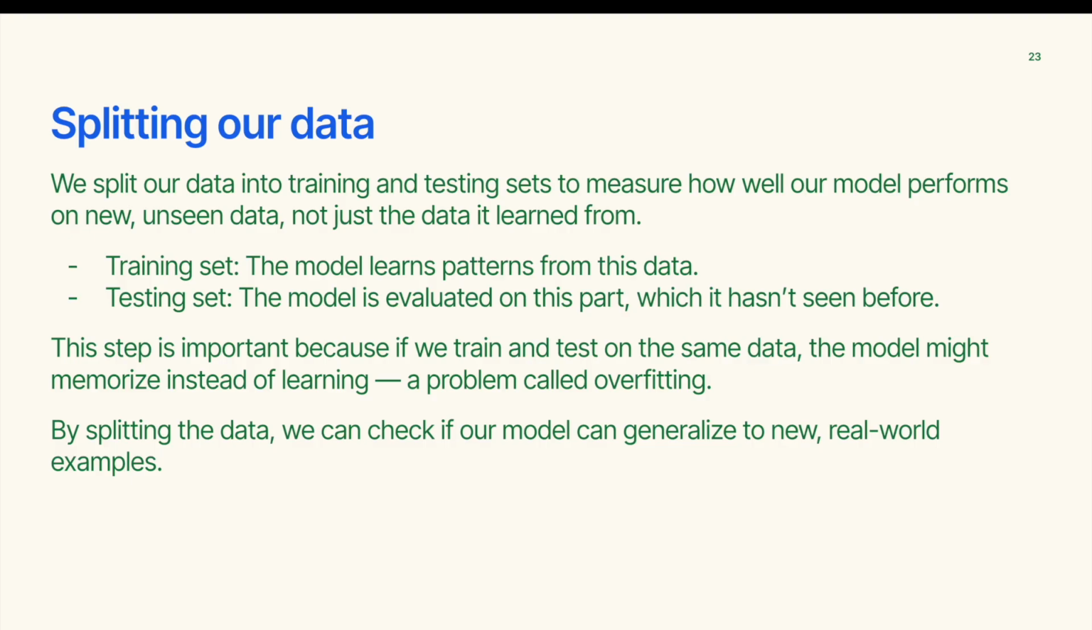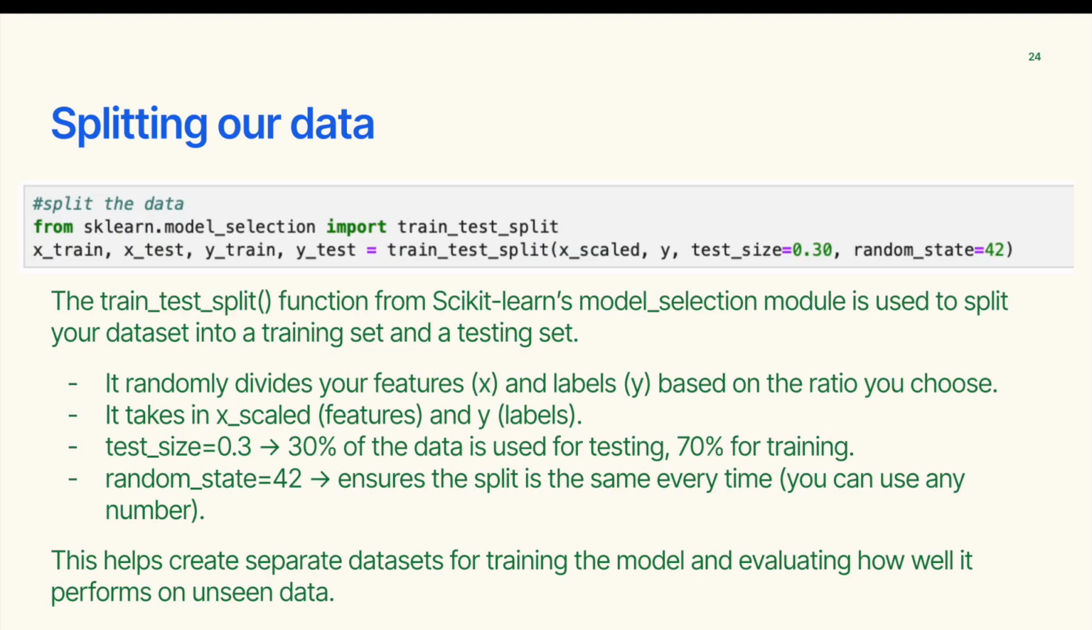So, splitting our data helps us understand whether our model can handle real world data, not just the examples that it was trained on. This is what the code would look like. In the first line of code, we're importing the function that we'll use to split our data, again from scikit-learn's. The train test split function is from scikit-learn's model selection module, and this will just help us split our data.